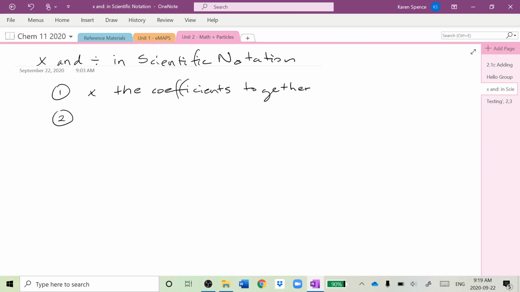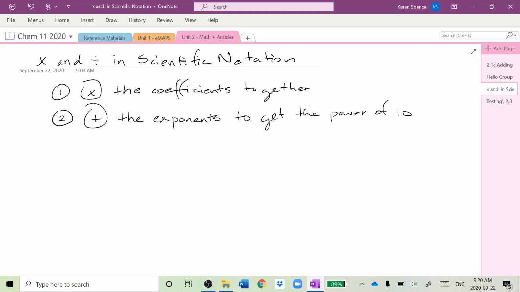And you may or may not remember this from your past math courses. You are going to add the exponents to get the power of 10. So you're going to multiply the coefficients and you're going to add the exponents to get the power of 10. And then thirdly, you will put it into correct scientific notation, if it isn't already.